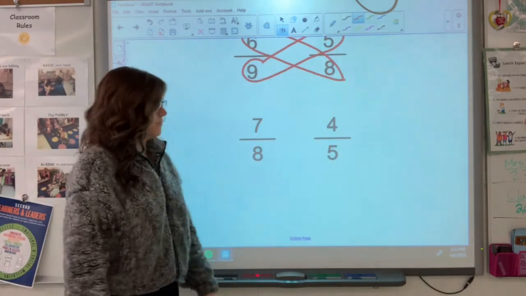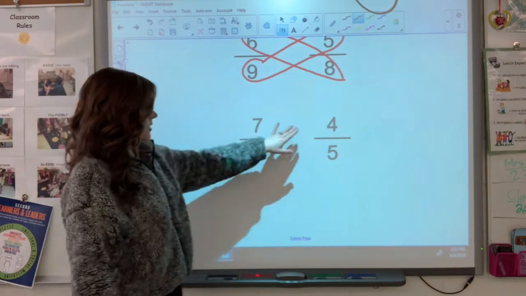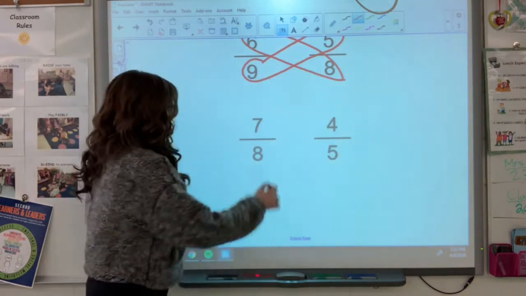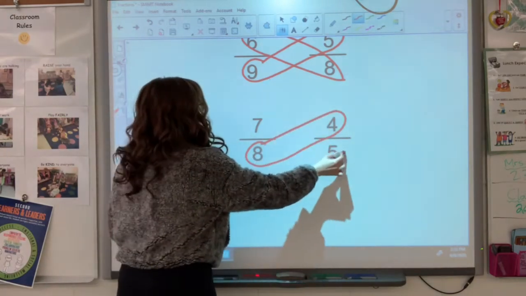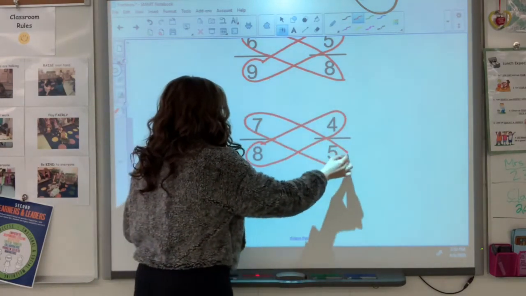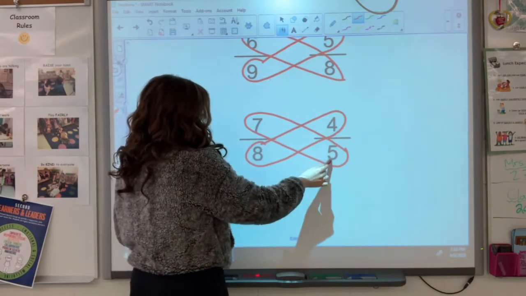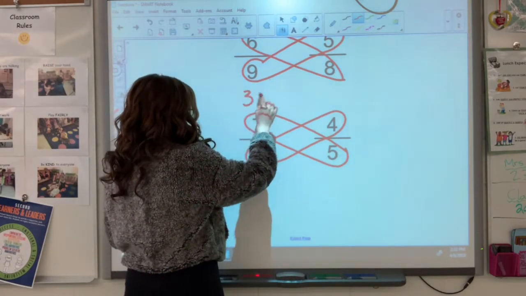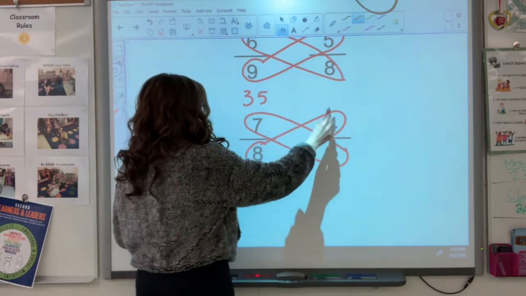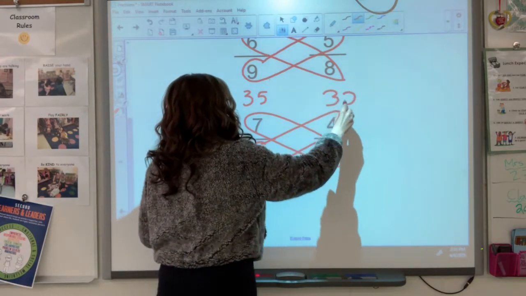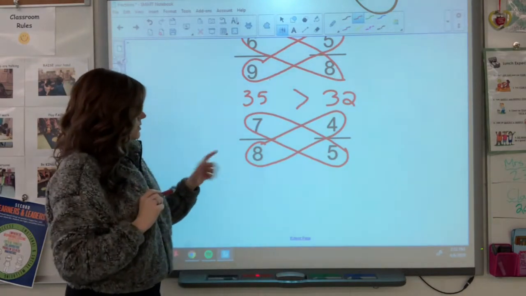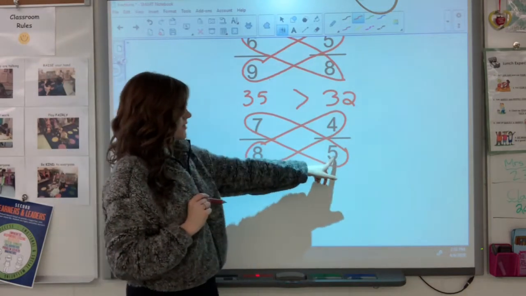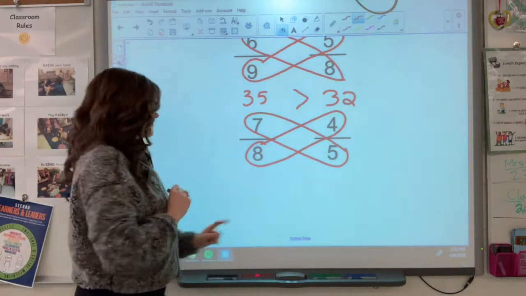Our last example here, we have 7/8 and we are comparing it to 4/5. So I'm going to go ahead and draw my X to show what numbers I am comparing and multiplying. So I have 7 times 5, which is 35, and 8 times 4, which is 32. And I know that 35 is greater than 32, which means 7/8 is greater than 4/5.